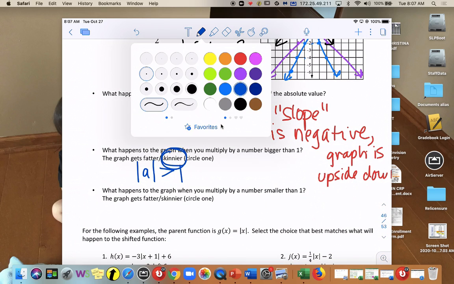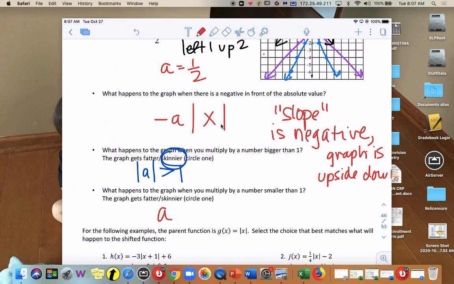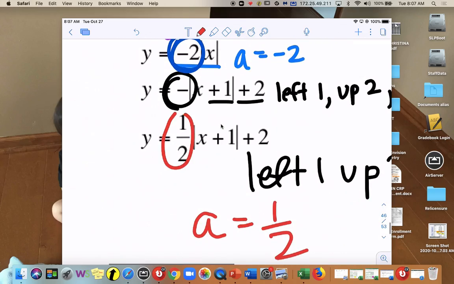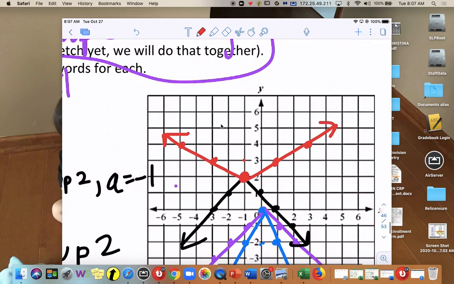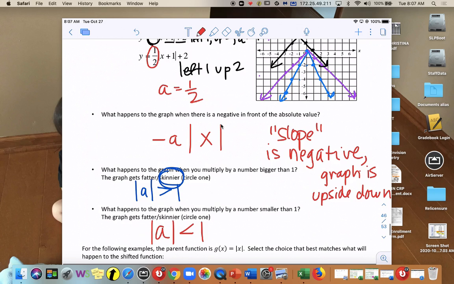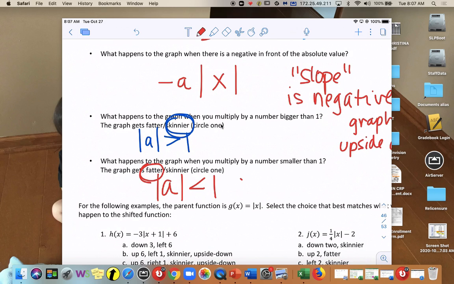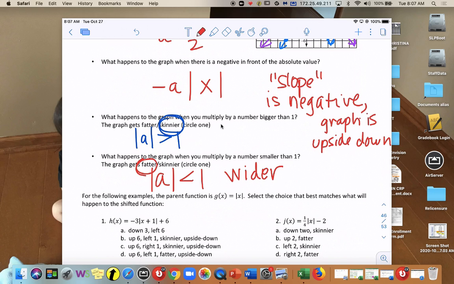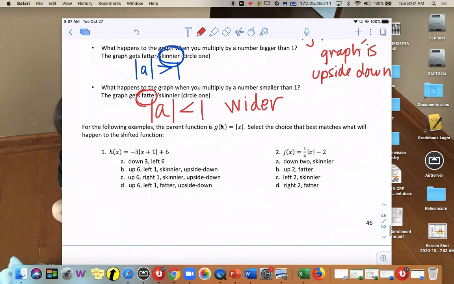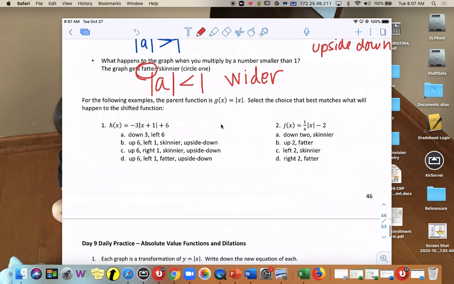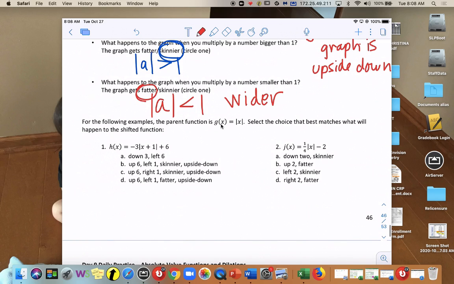What happens to the graph when the A value is smaller than 1? So this is like our 1/2 right here, and we saw that that 1/2 is going to be fatter or wider than the original graph, because we go up 1 over 2 instead of up 1 over 1. So let's take a look at how that plays out, and then you'll have time to practice these ideas.